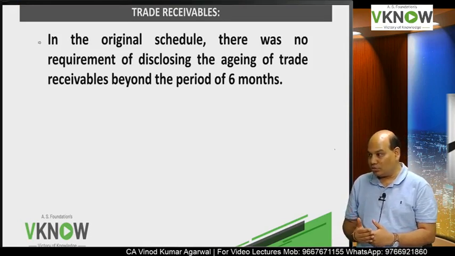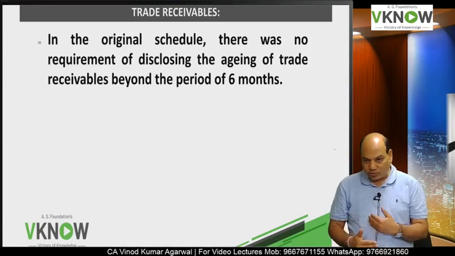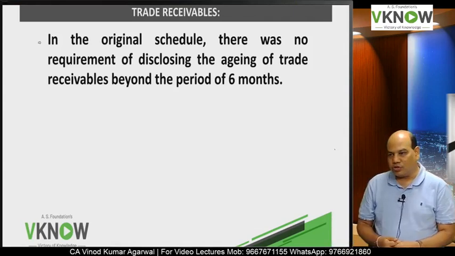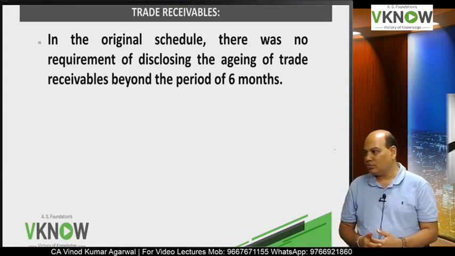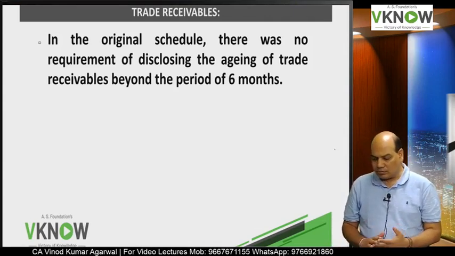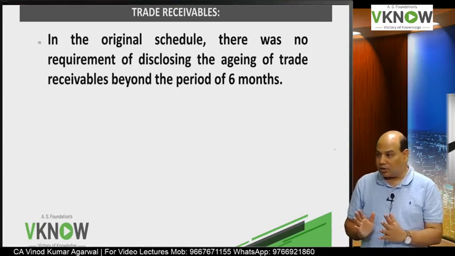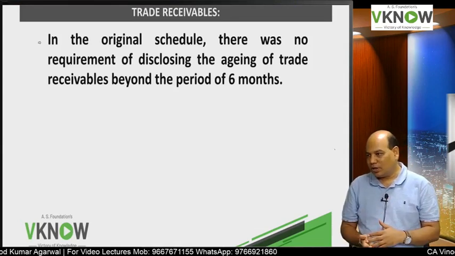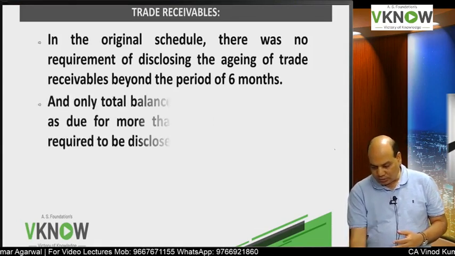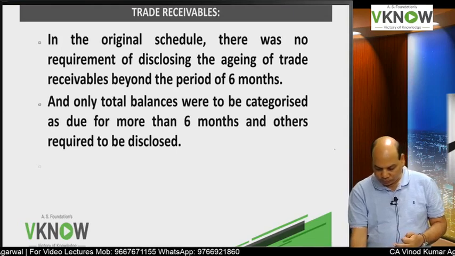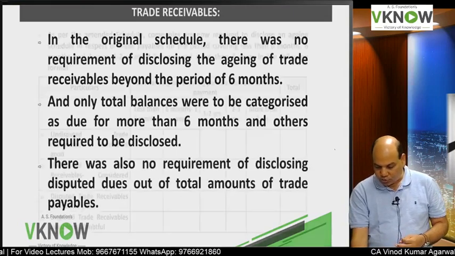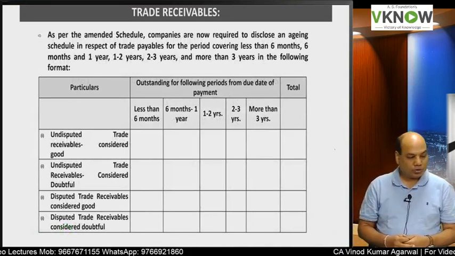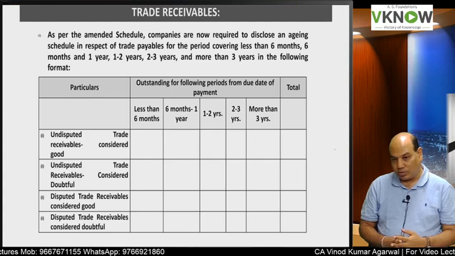There is a liquidity issue, a problem of working capital management with this company. So potential investors and bankers will not give you a loan. Banks are also very careful. The same thing they have done for trade receivables. Earlier there were only 2 criteria, more than 6 months and less than 6 months, but they have increased it. And the disputed dues were also not disclosed earlier, so they have asked you to also give a disclosure of disputed dues.